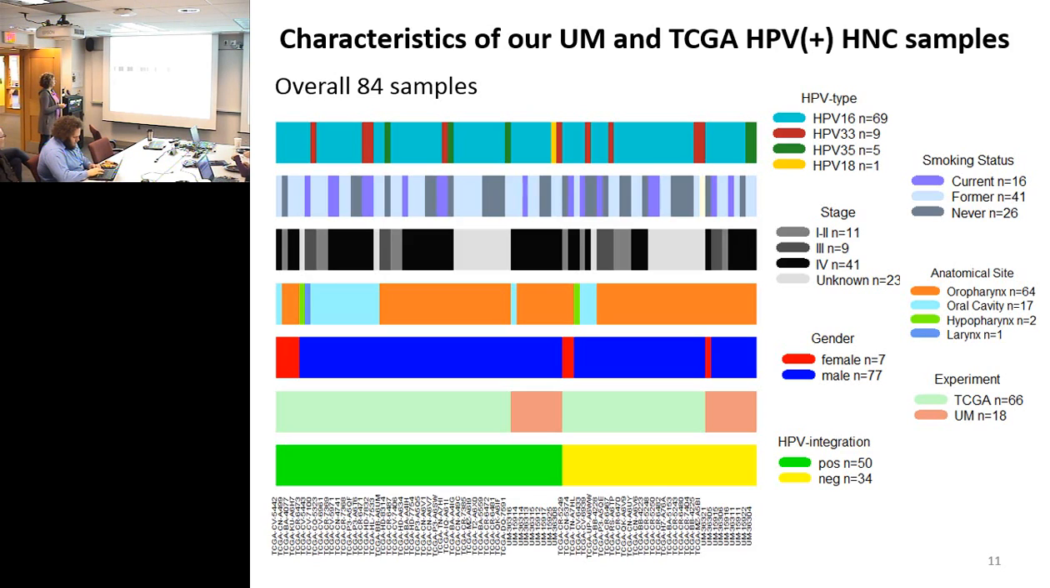These two tracks present stage of the cancer and smoking status, and this presents the distribution of HPV type in our samples. For example, for integration-positive samples, most of the tumors were mediated by HPV 16. One sample was HPV 18, and three and five were HPV 35 and 33. And we didn't find differences by any of these characteristics between groups of integration-positive and integration-negative samples.